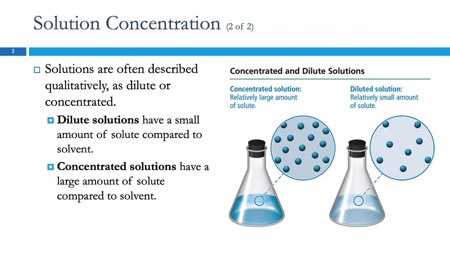So we can describe solutions qualitatively or quantitatively. Qualitative descriptions would be words like dilute and concentrated. A dilute solution is going to have a relatively small amount of solute compared to the amount of solvent, whereas a concentrated solution is going to have a large amount of solute. So here we have an illustration. This one is concentrated. There are more solute molecules dissolved in the same amount of solvent than over here.